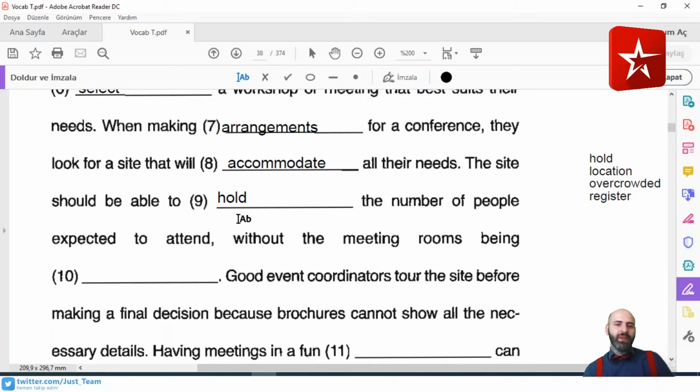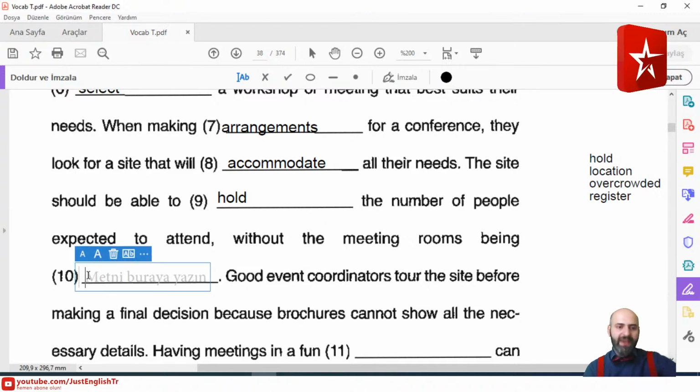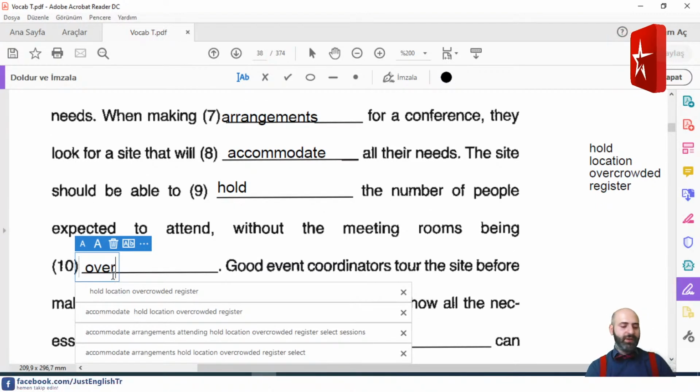Hold the number of people expected to attend without the meeting rooms being what? We don't want meeting rooms to be what? Adjective. I'm helping you. We need adjective for number 10. Which one is adjective, guys? Location, overcrowded, or register? Ramazan says overcrowded. Jail also says overcrowded. Gustafa and Sibel, yeah. And Firuza and Kadir. Everyone says overcrowded. Amazing. Everyone is correct. Overcrowded.